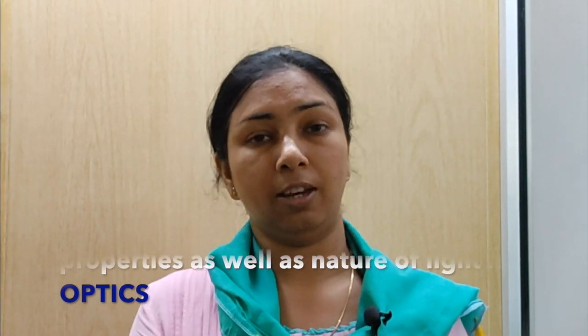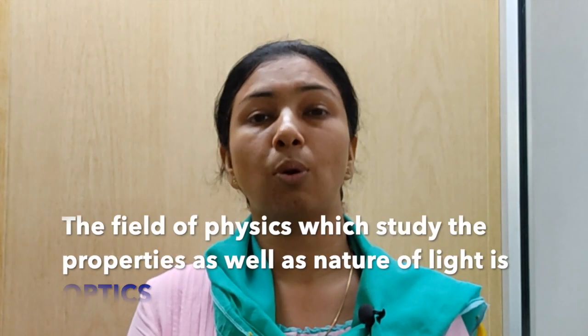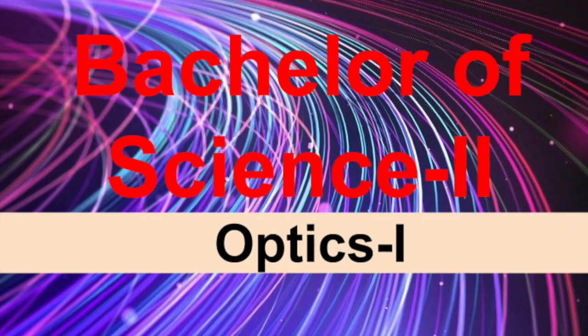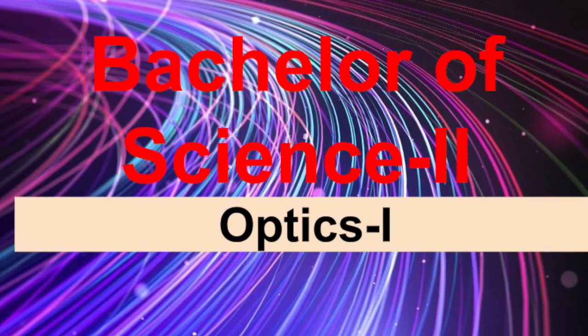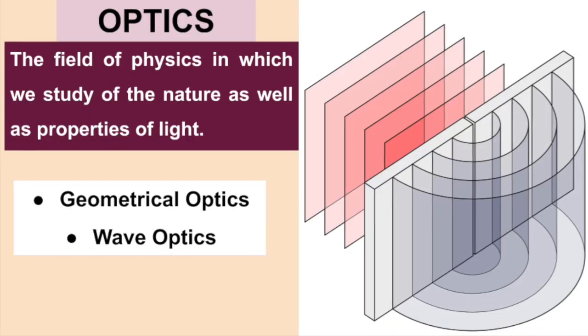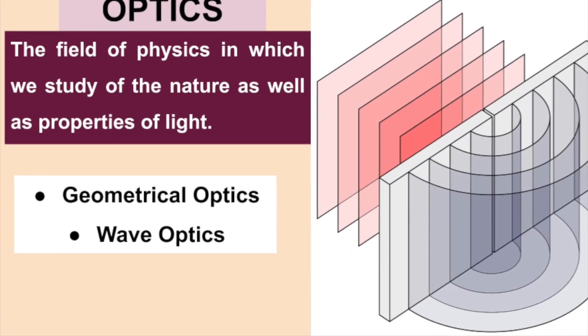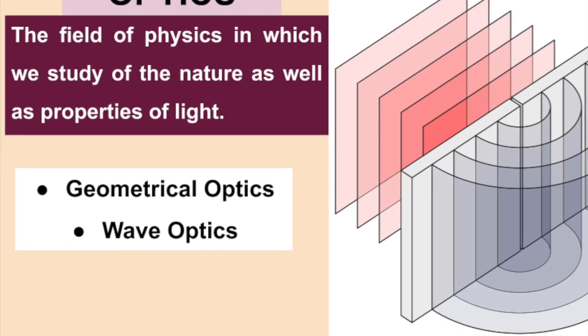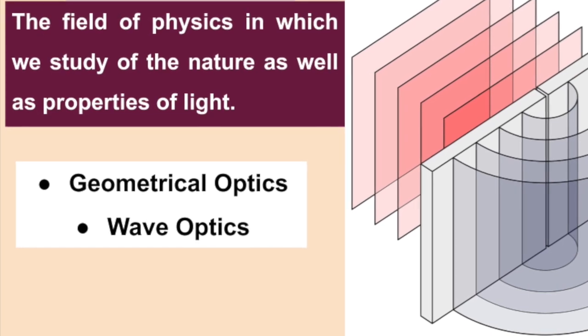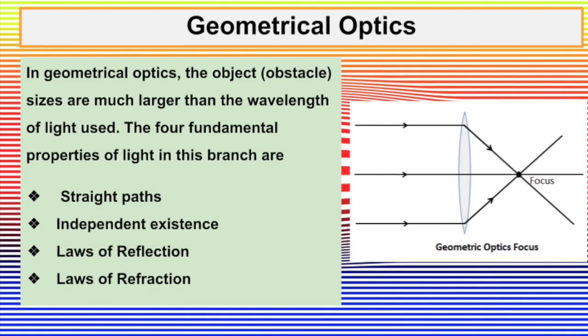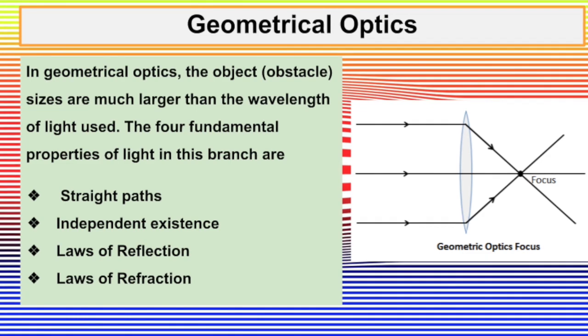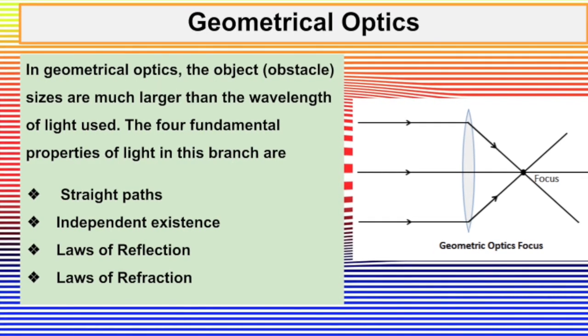In the field of physics, the study of the propagation and nature of light is known as optics. Let's start the journey of optics. It can be further divided into two main branches: geometrical optics and wave optics. In geometrical optics, the obstacle sizes are much larger as compared to the wavelength of light used.